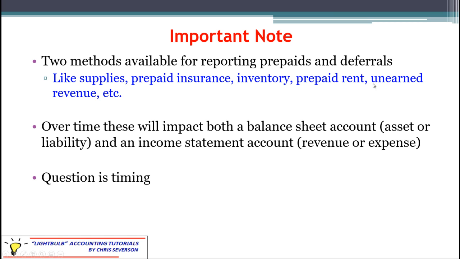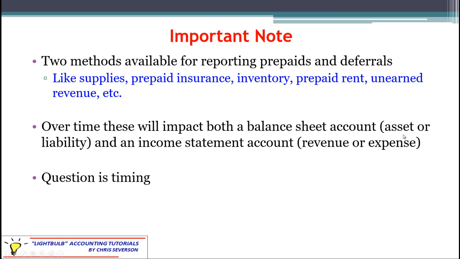Now there's also the unearned revenue, which is a deferred revenue. That means you've received cash in advance, but you haven't earned it as revenue yet. So the part you have not yet earned, we'll find out next video, is going to be considered a liability. The part you have earned, when you earn it, is going to be a revenue. So that's my point. They will impact both of these accounts.